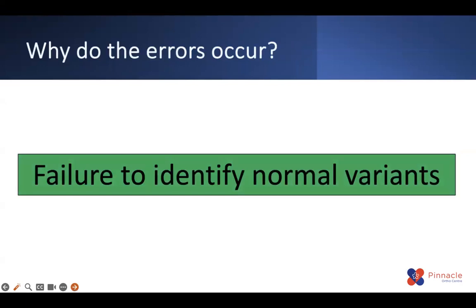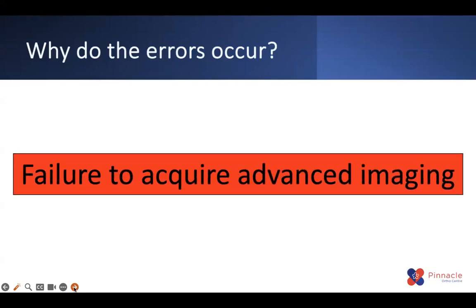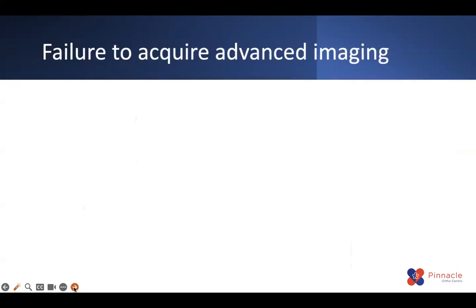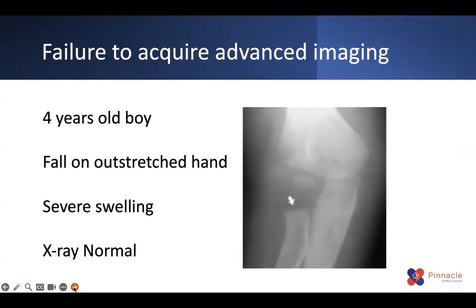Finally, coming to the last category of errors, and that is failure to acquire advanced imaging in special situations. So I'm giving you a case example from Peter Waters' paper on TRASH elbow lesions. So this is a 4-year-old boy, history of fall on outstretched hand, severe swelling, and the X-ray looks completely normal.